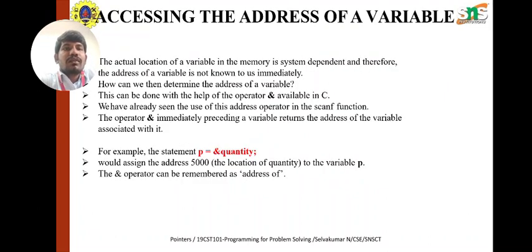Next, accessing the address of a variable. The actual location of a variable in memory is system dependent, therefore the address of a variable is not known immediately. How can we determine the address of a variable? This can be done with the help of the ampersand operator available in C. We have already seen the use of the address operator in the scanf function. The ampersand immediately preceding a variable returns the address of the variable associated with it. For example, the statement p = &quantity would assign the address 5000 to the variable p. The ampersand operator can be read as 'address of'.